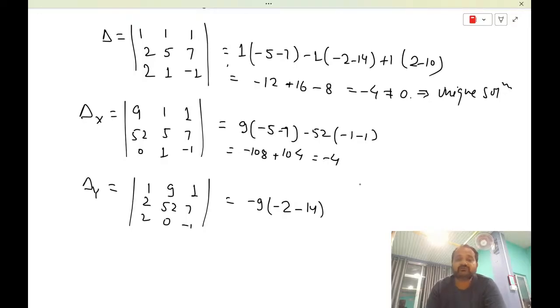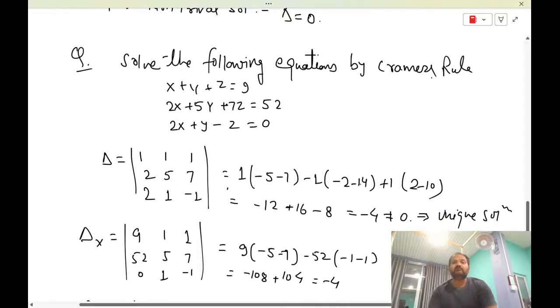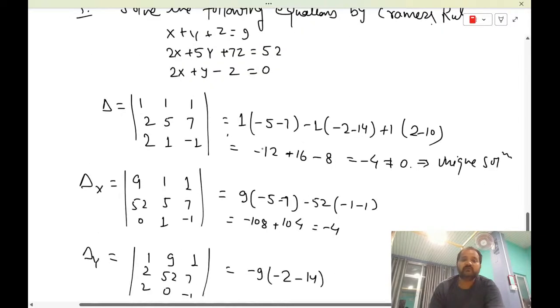In the last session, we were finding the solutions for these equations. We will continue from here. The given problem is to solve the following equations by using Cramer's rule. We have written the equations in the determinant form.